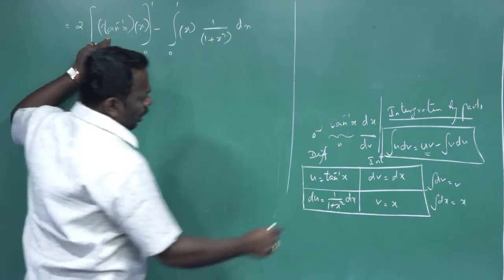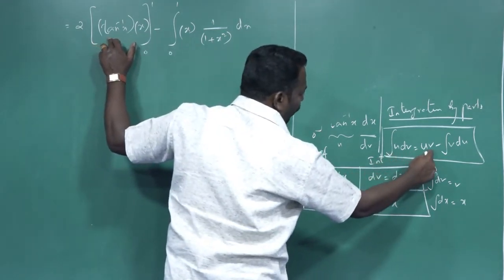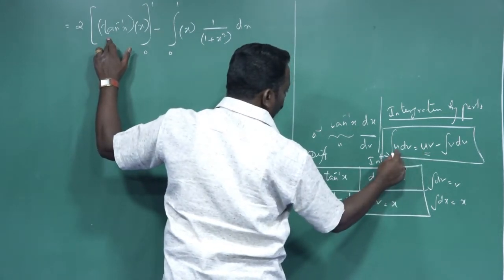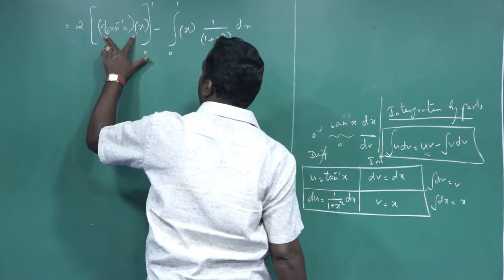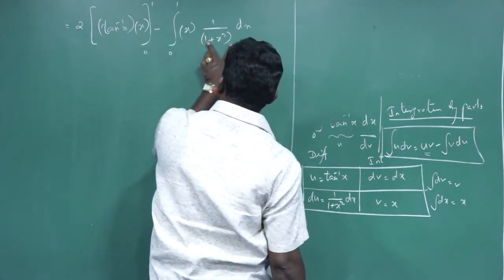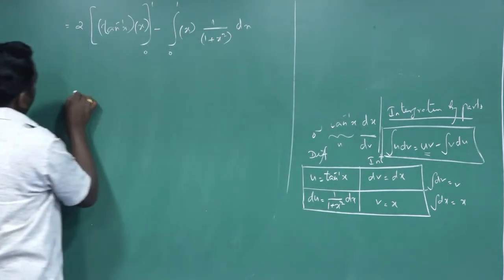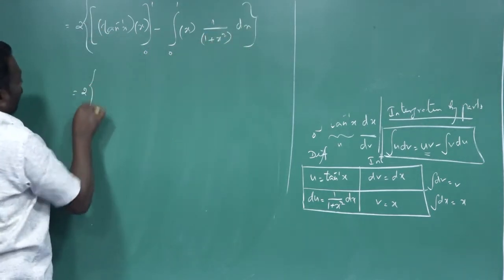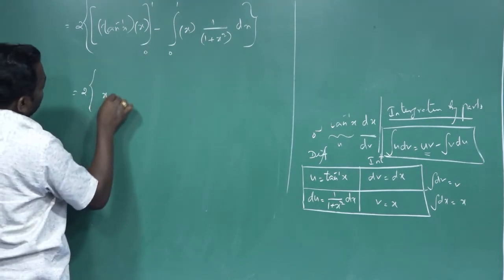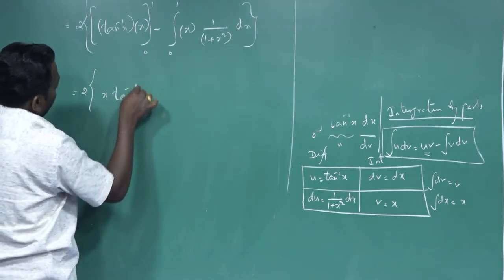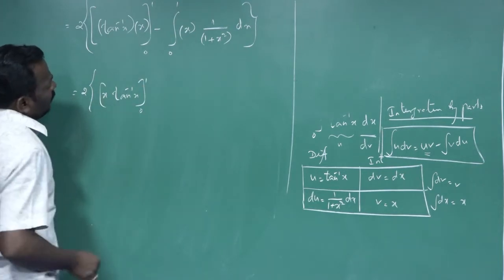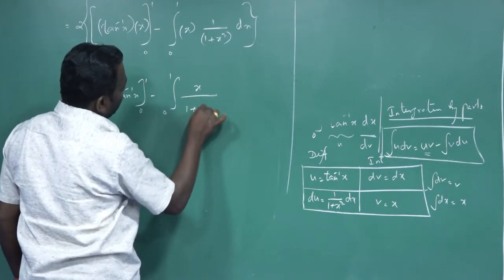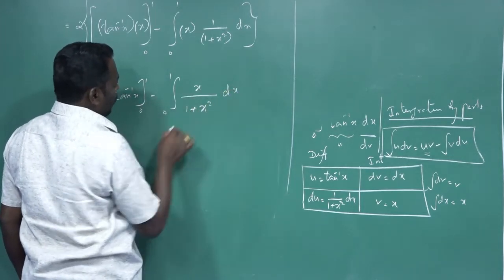Integration of u dv is equal to uv minus integral of v du. Therefore, integration of u dv is uv minus integration of v du. Now just write 2 times, the 2 is common for both terms. Therefore, 2 times tan inverse of x into tan inverse of x, the limits are 0 and 1, minus integration of 0 to 1 x by 1 plus x square dx.